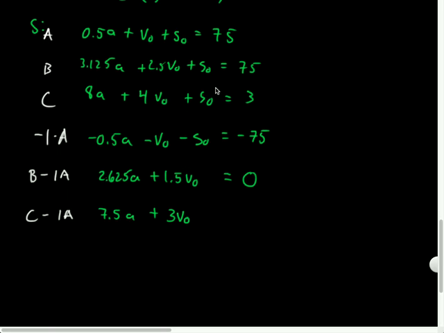And then s naught minus s naught is 0, and 3 minus 75 is going to be negative 72 technically. So notice right here I actually have a system of 2 equations and 2 unknowns. I could even rename these as equations D and E if we wanted. And I think I'm going to go by elimination again.